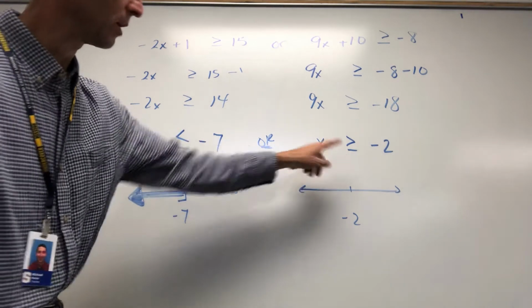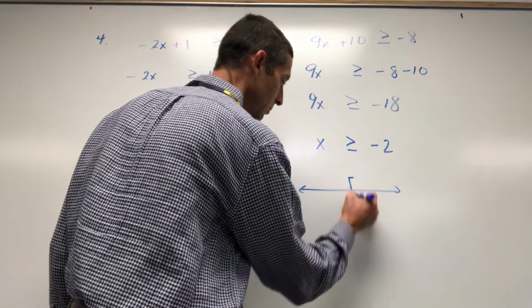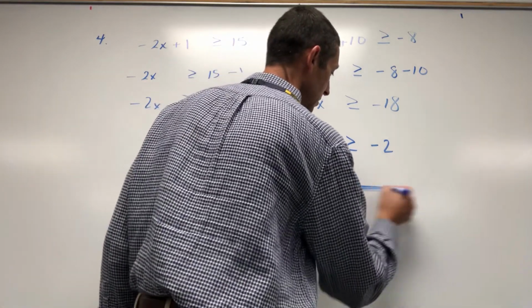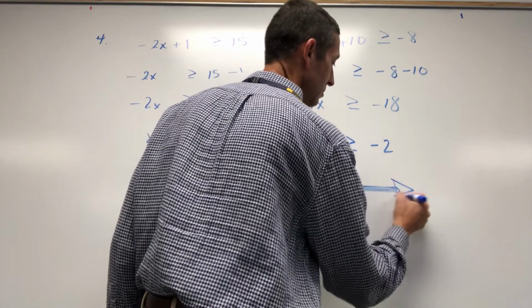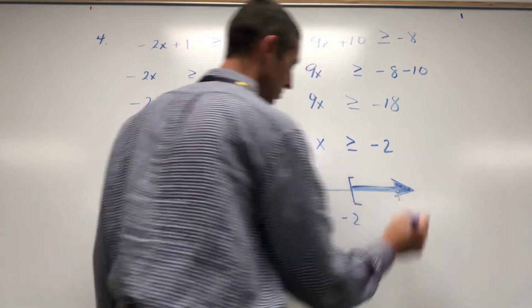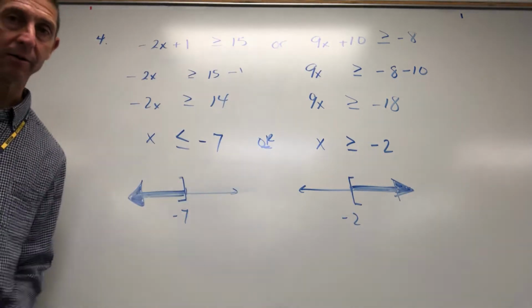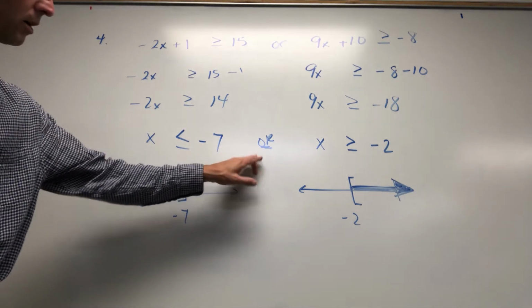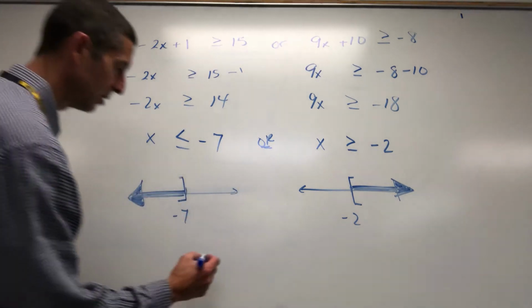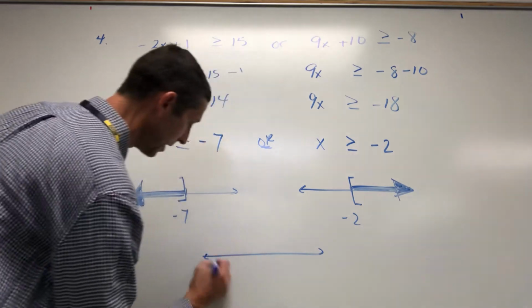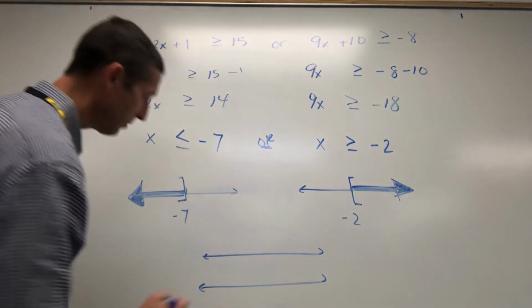Right here we've got greater than. So here is greater than. Go in this direction. Giant arrow, straight bracket. Okay, so here's this line graph. There's that line graph. The OR wants everything. So when I line these up and look at them, I've got to have everything covered.